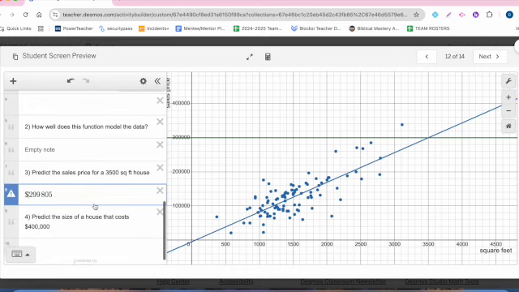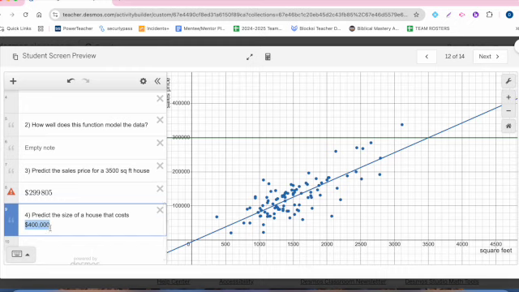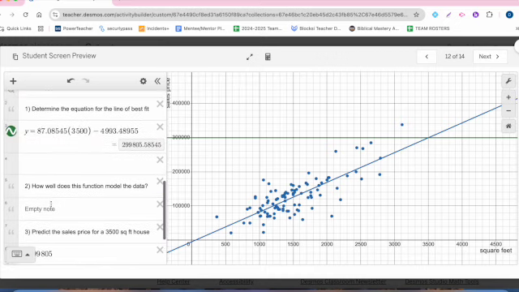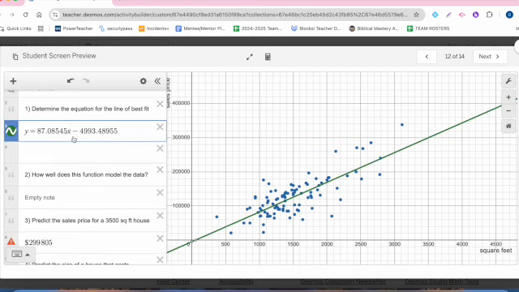Last question here is predict the size of a house that costs $400,000. Now I want you to notice that this $400,000 is talking about the Y value, not the X value. X represents the square footage. Y represents the sales price. So we're not going to plug 400,000 in here, because that was our X value.